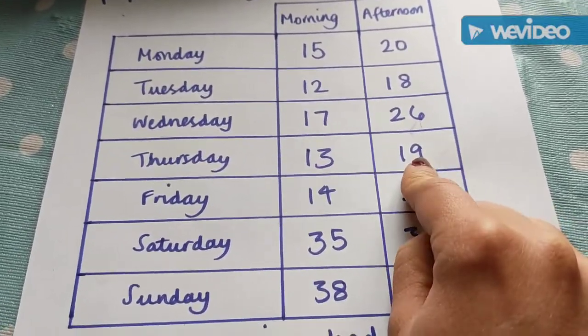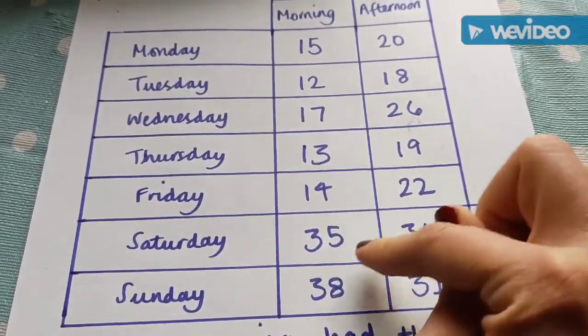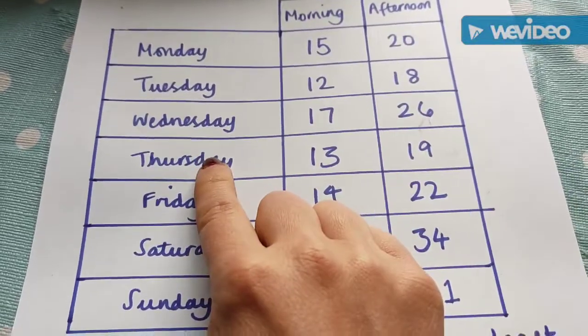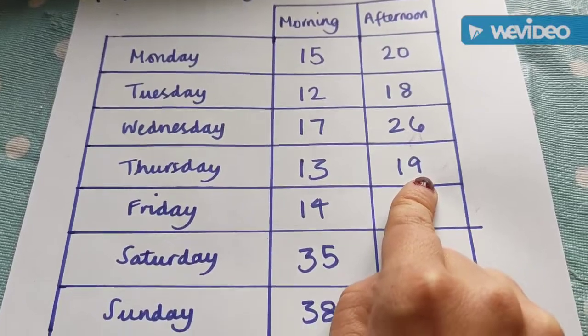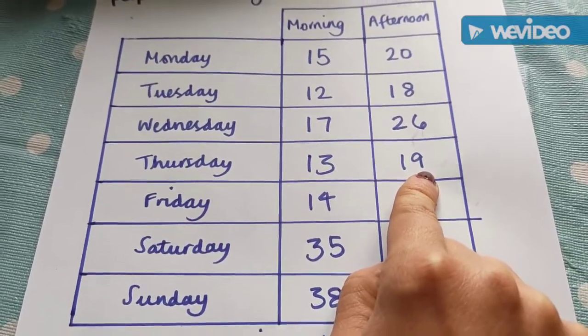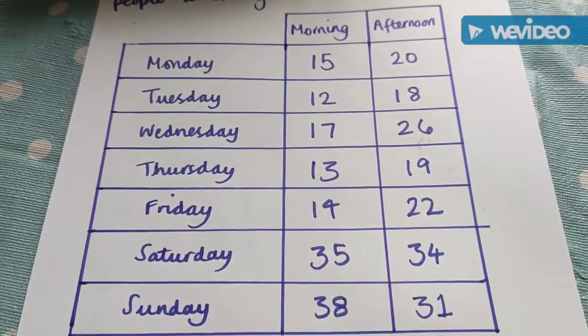So I think our answer, we can check the rest. Our answer must be Thursday then, because it has an odd number in both the morning and the afternoon. Right, what I'd like you to have a go now at is the second part of the Do It.